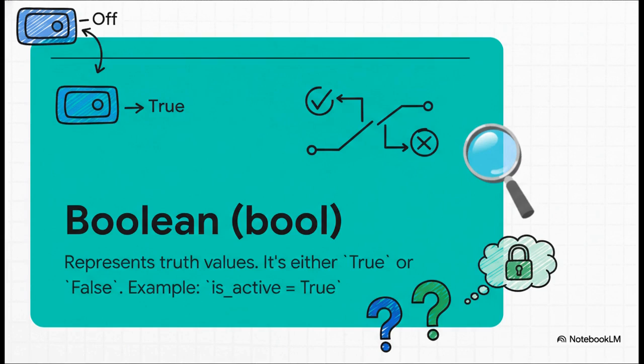Now, here's a really cool part. You don't actually have to tell Python what type of data you're storing. It just figures it out on its own. But if you ever get curious and want to check what kind of item is inside one of your boxes, you can use this handy little function called type.